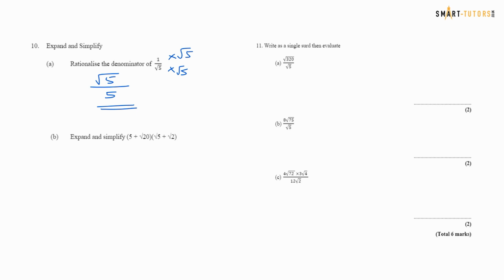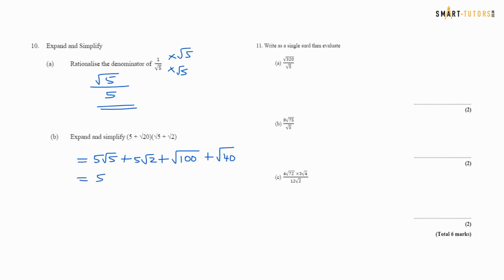Expand and simplify. So basically you expand the bracket as normal, how you do the algebraic expansion. 5 times root 5 is 5 root 5 and plus 5 times root 2 is 5 root 2 plus root 20 times root 5, which is root 100. Careful, if two numbers multiply together which both have the square root, you can simplify by multiplying inside the square root. So 20 times 5 is 100 plus root 20 times root 2, root 40.